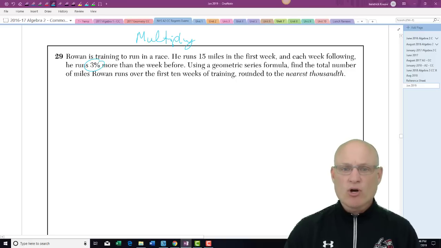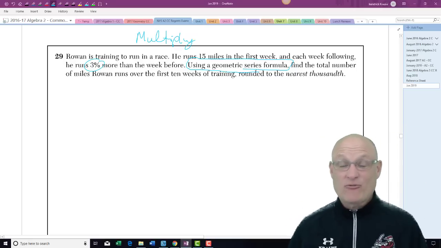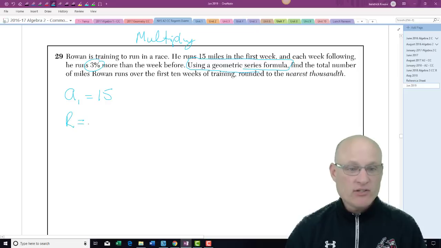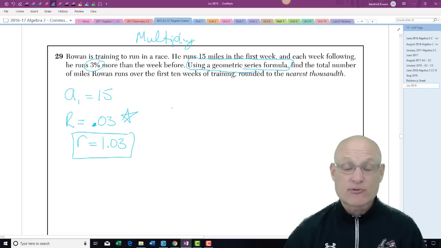And we want to do this using a geometric series formula. So we have to go use our geometric series formula. That is an incredibly easy formula except for one thing. So a sub 1 is 15 miles. Rate is equal to 0.03. But that's going to be the tricky part right there, and you'll see why in a minute. Because this is a 3% increase, but my r value that we have to use is 1.03 because that represents a 3% increase.